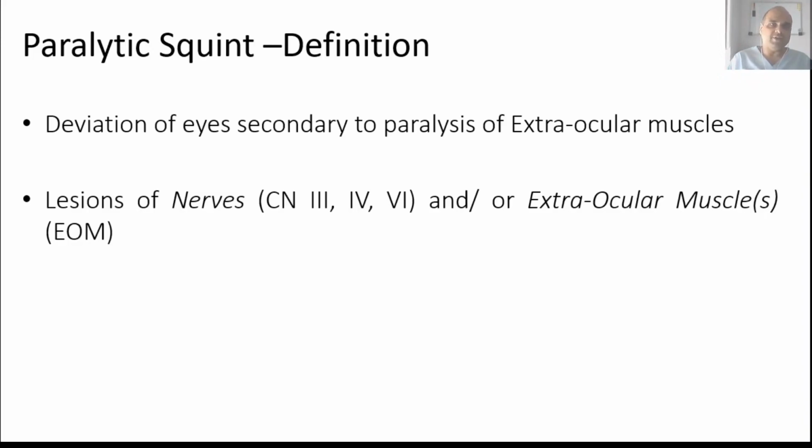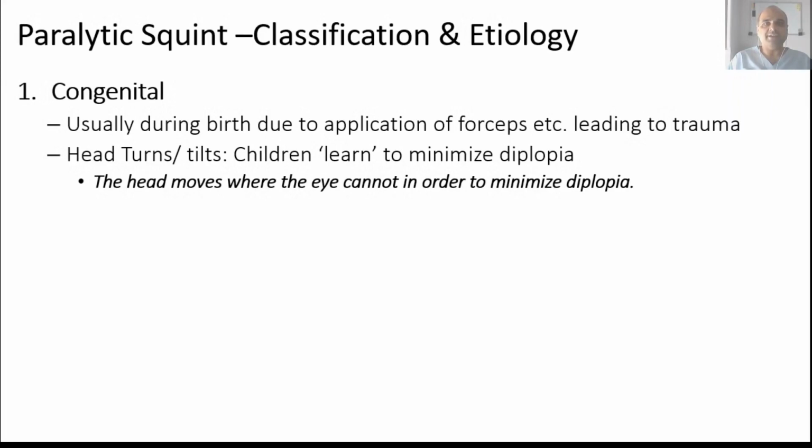And this could be due to lesion of the concerned nerves, which are the third, fourth, and sixth nerve, and or the extraocular muscles. They are classified as either congenital, and congenital is something that is present from birth and is usually associated with some form of birth trauma, for example, forceps delivery or some other type of trauma during the process of birth. And this type of squint is usually associated with a head turn or a head tilt. We'll talk about one in a bit. And the child basically learns to turn the head or tilt the head in a direction which minimizes diplopia. The simplest way to remember is the head moves in the direction where the eye cannot. And this is what minimizes diplopia.